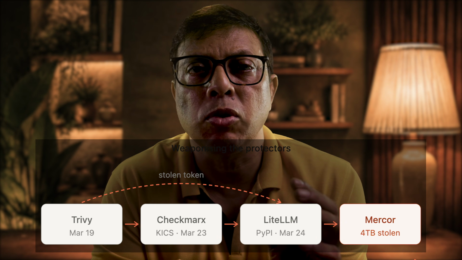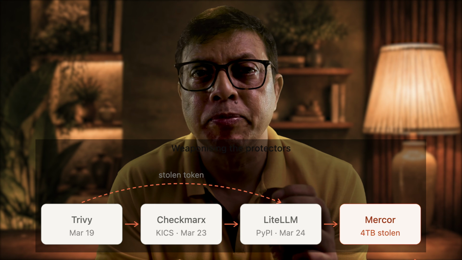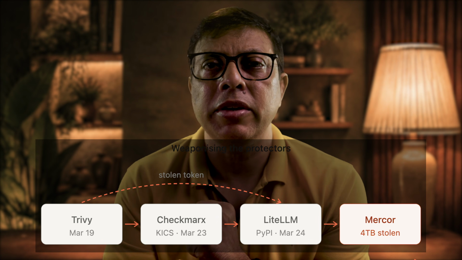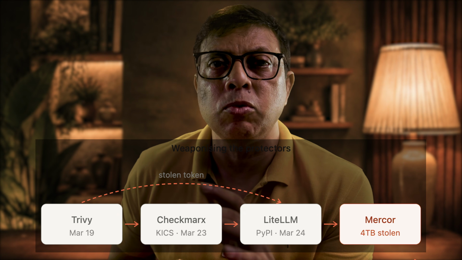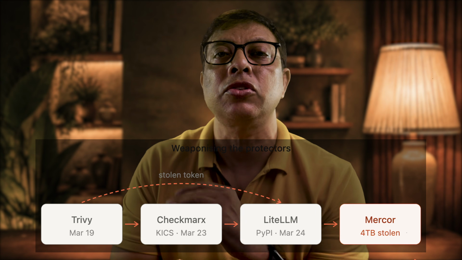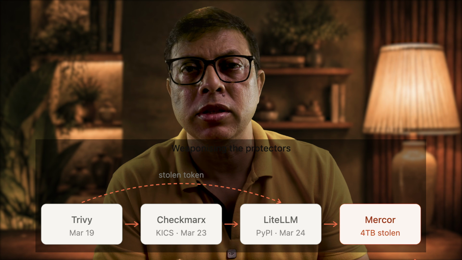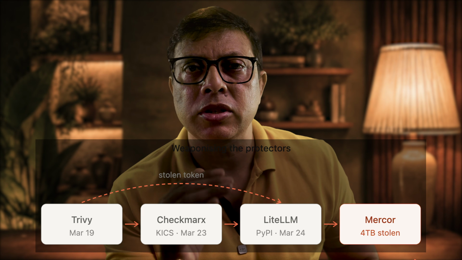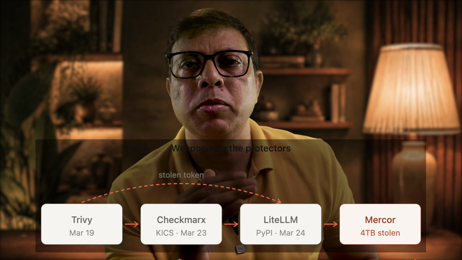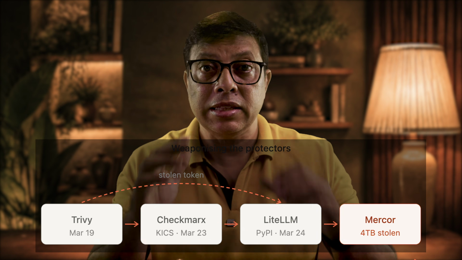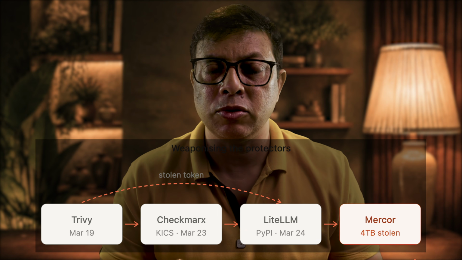Not one zero-day exploit, not one phishing email, not one stolen human password. Every single step in that chain was a machine credential doing exactly what it was authorized to do. A bot token, a GitHub Action token, a package publishing token: 3 non-human identities, 2,500 companies. That is why we are having this conversation.